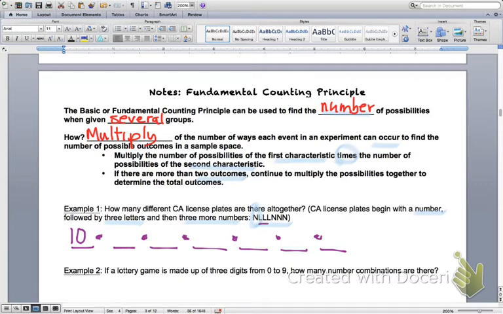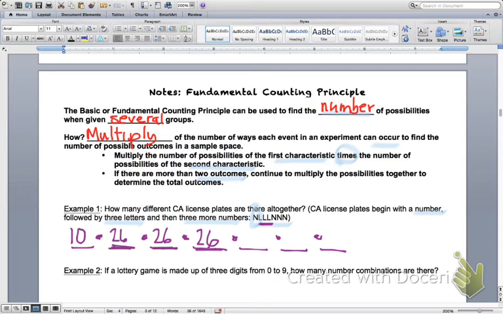Now, the next 3 are letters. So how many letters do we have in the alphabet? We have 26. So A through Z, we have 26 letters. So that means these next 3 spots, we have 26 choices of the letter that we can fill these spots with, whether it's A or K or J. There are 26 choices for this spot, 26 more for the next, and in this third spot as well.